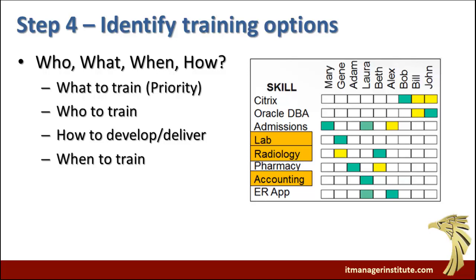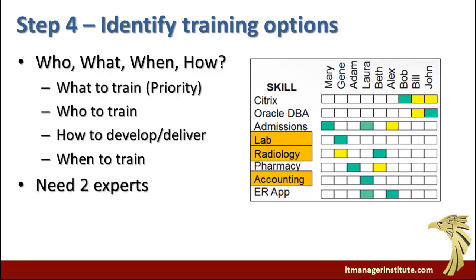All right, step 4 is identify what the training options are. Who's going to train it? What are we going to train? When and how? So what to train, and then the priority of that, I just mentioned how I would go through and identify the priority. Who to train, we identify based upon who has expertise leaning toward those particular applications like radiology or accounting, and then how to develop and deliver the training, and then when to train.